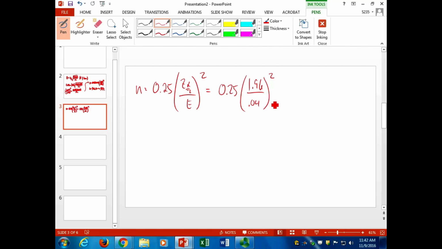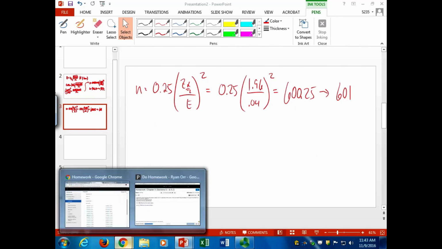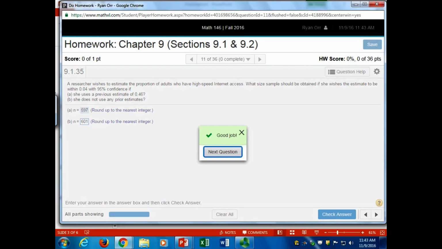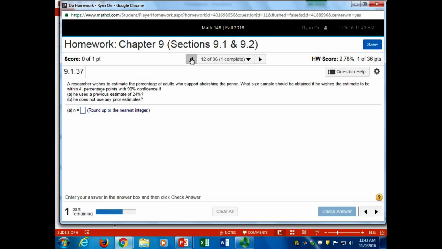So I get 600.25. Anybody else get that? 600.25? Yeah? No? I got the same thing. Okay, 600.25, which I would probably round up to 601. Is that more than the other one? Yeah. So that's what I would think they're looking for. So let's see if it likes it. Yeah, okay. Does that help?